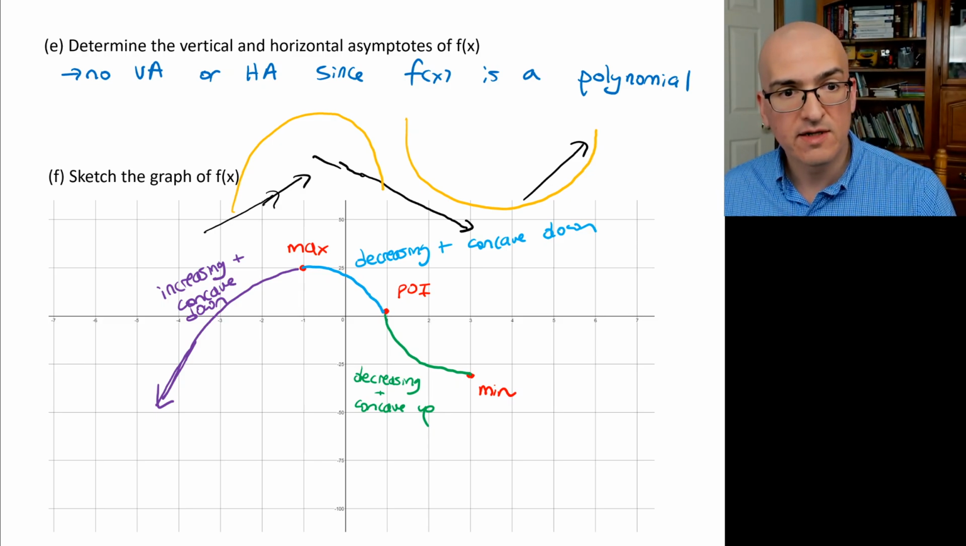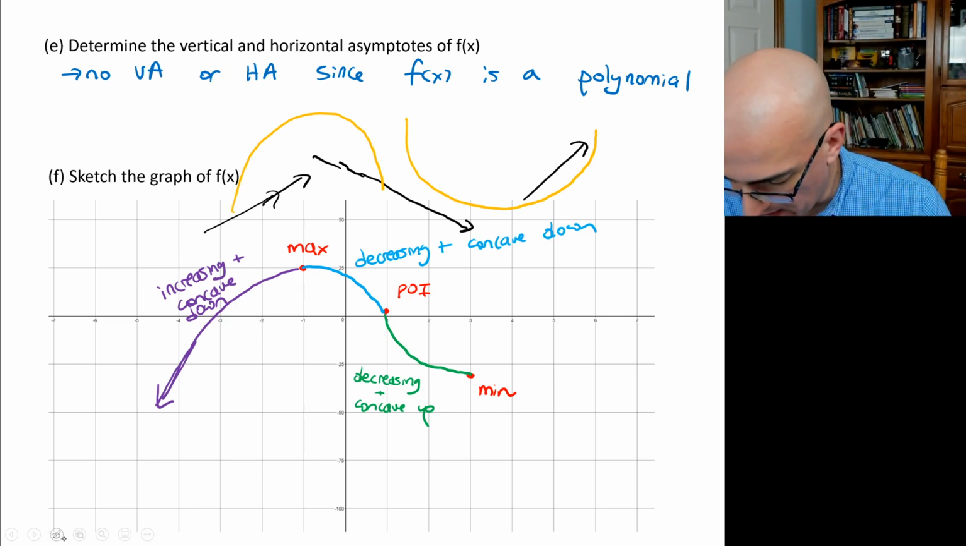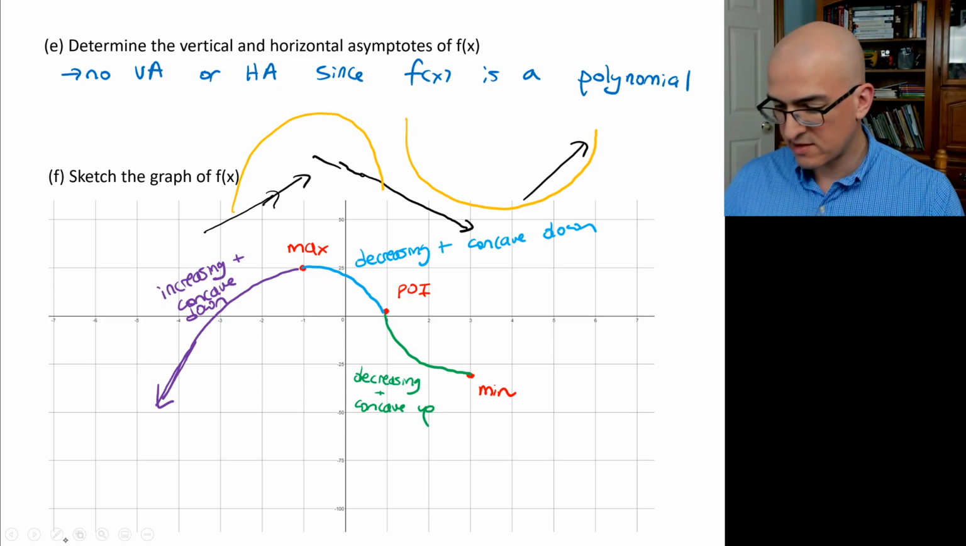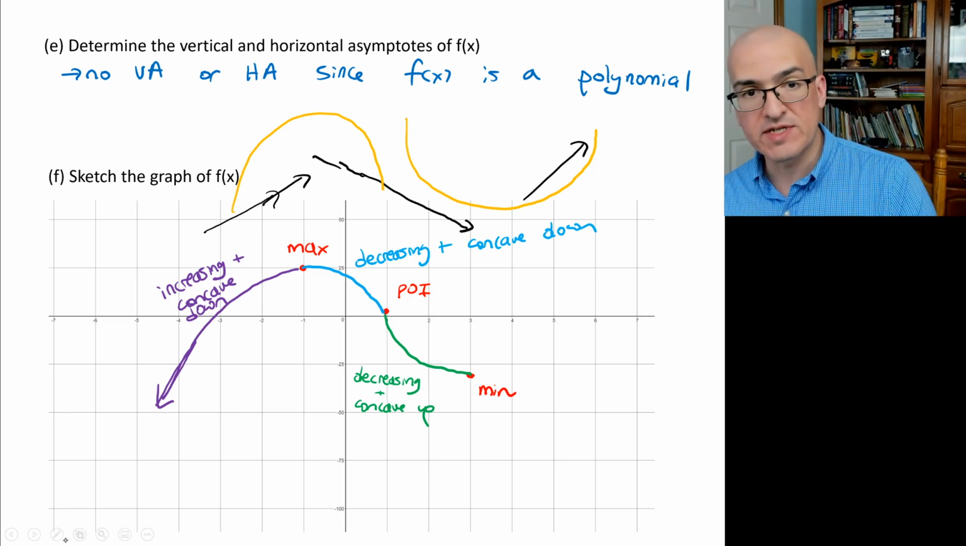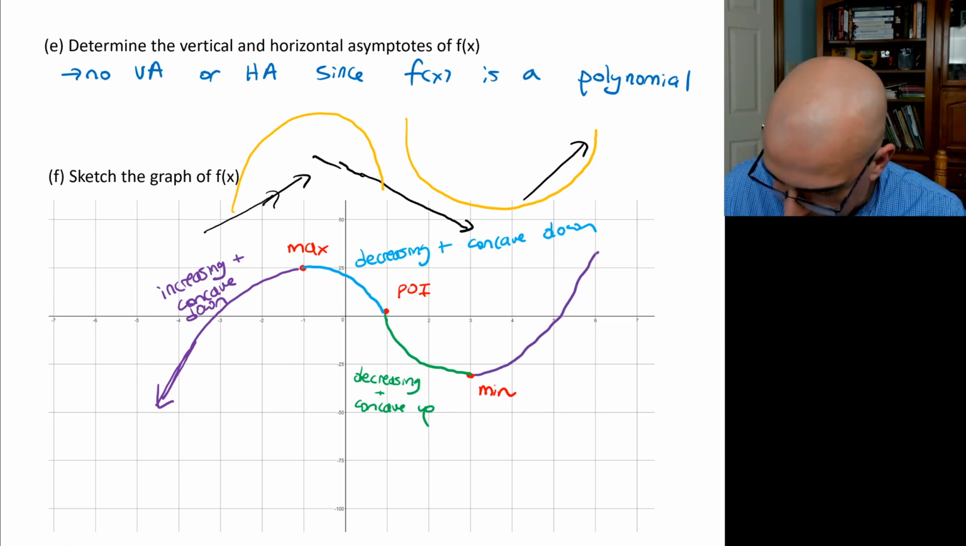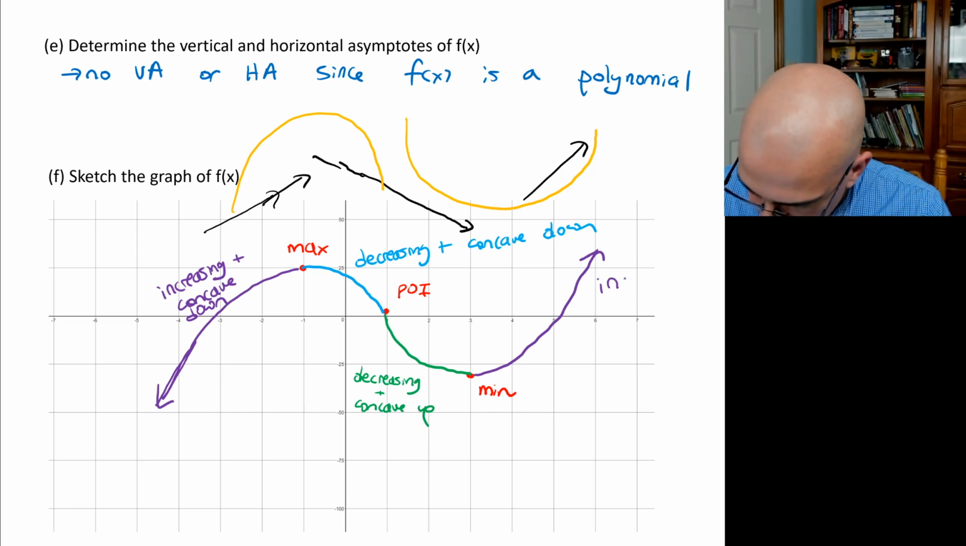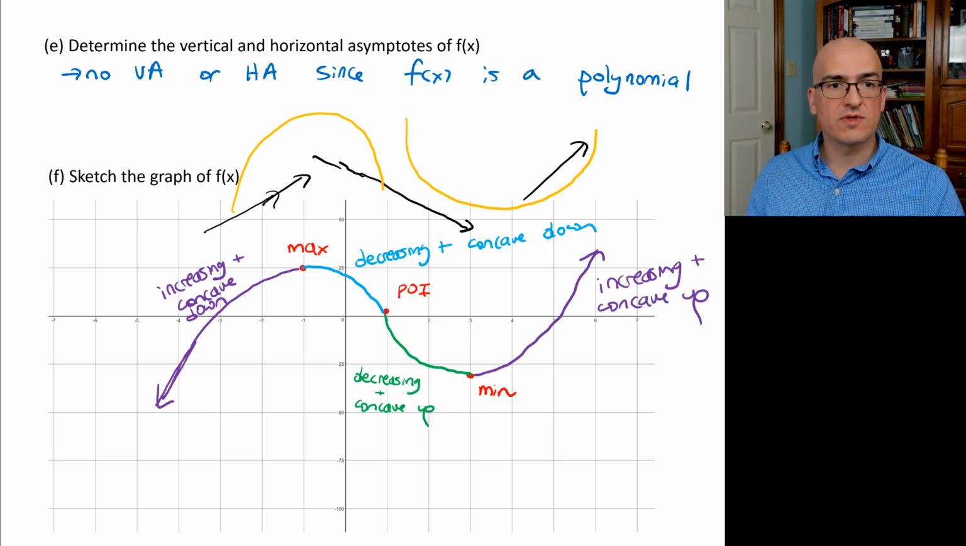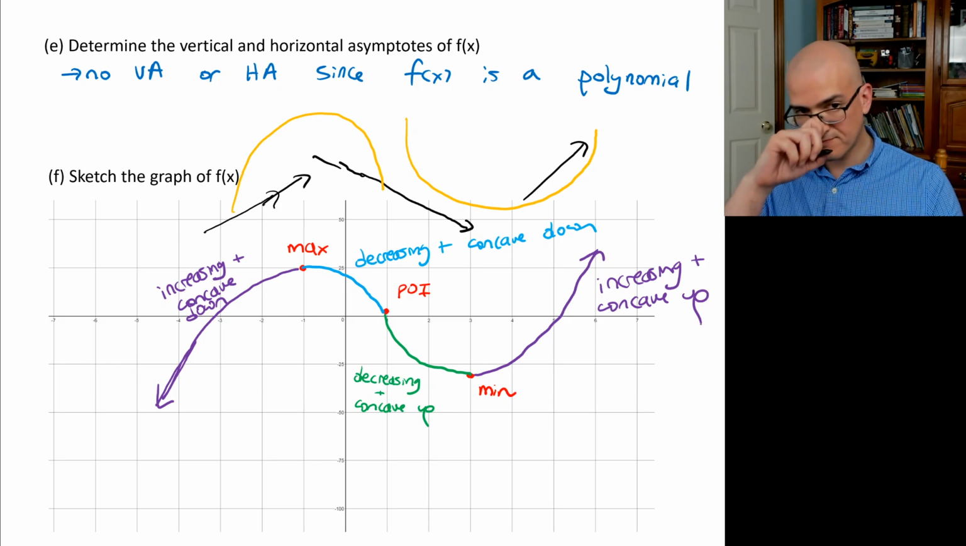And to the right of that min on the right-hand side, what do we have? It switches to increasing, and it's concave up on that side still. So increasing, concave up looks like this. Increasing plus concave up. And there's our sketch. That's what this cubic function looks like.